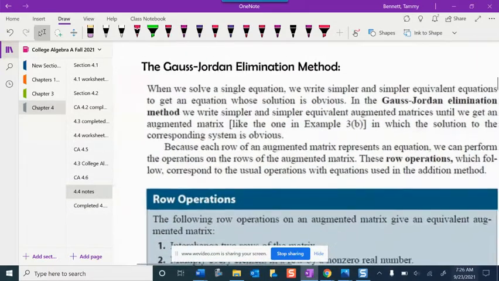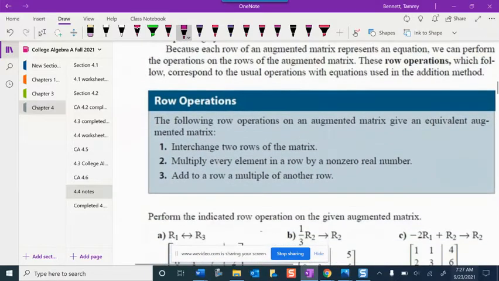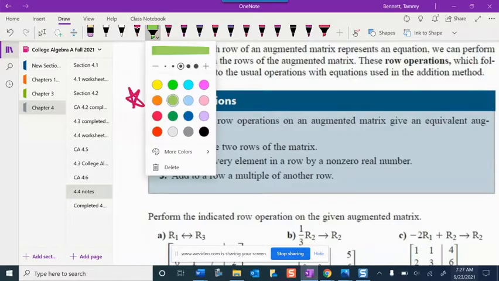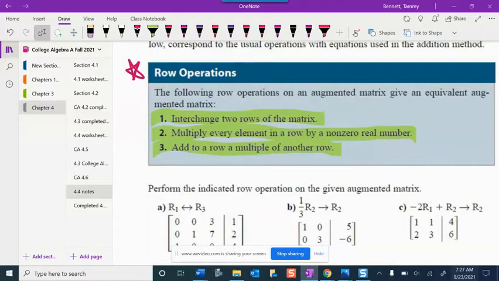Now we're going to use something called the Gauss-Jordan elimination method to solve systems. What you need to know: we have these things called row operations, and these are the only things that you can apply to matrices in augmented form. You can interchange 2 rows, multiply every element in a row by a non-zero real number, and add a row to a multiple of another row. Kind of entertaining.